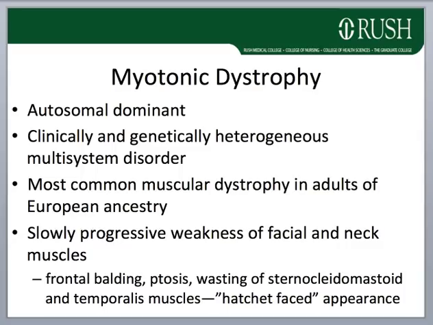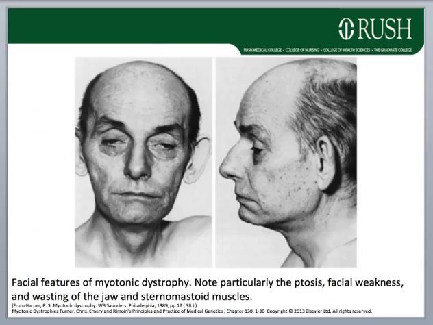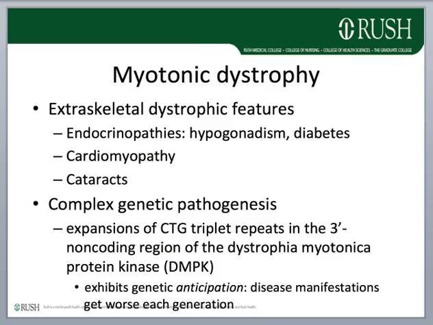It follows a slowly progressive course with weakness of facial and neck muscles, in contrast to Duchenne muscular dystrophy, and has a characteristic facial appearance including frontal balding, ptosis, wasting of the sternocleidomastoid and temporalis muscles, producing a hatchet-faced appearance. This is the characteristic facial features of myotonic dystrophy. Myotonic dystrophy is also contrasted with muscular dystrophies in terms of its extraskeletal dystrophic features. It's associated with several endocrinopathies, including hypogonadism and diabetes mellitus, a cardiomyopathy, and cataracts.